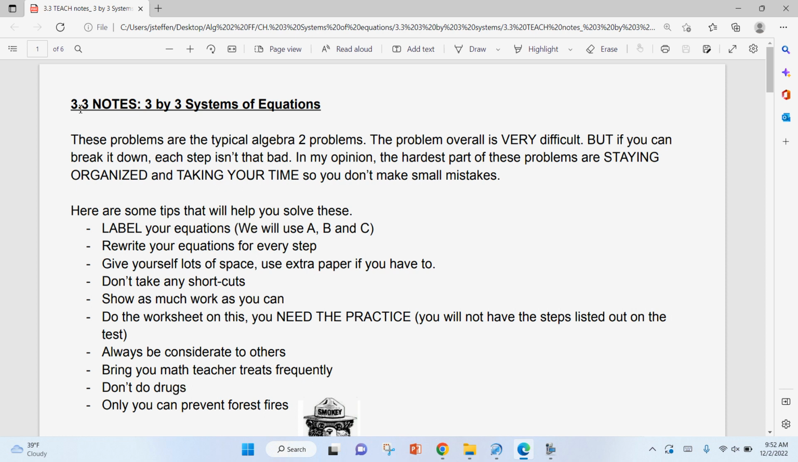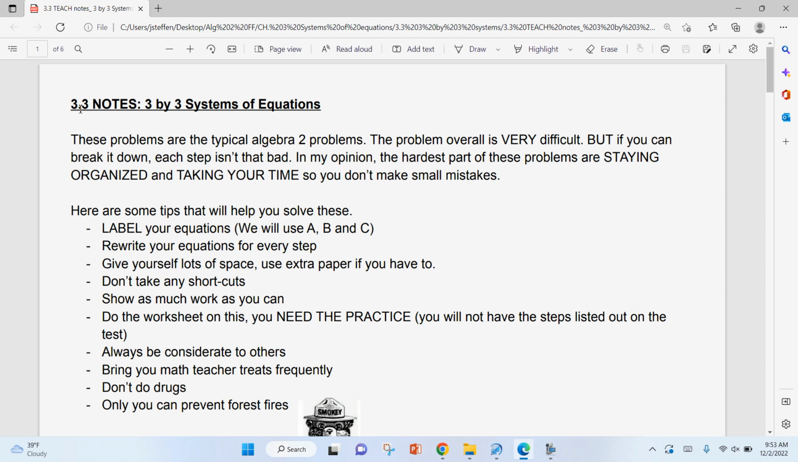So I have all this stuff to get you started, to help you guys before we even start, getting the right mental space. These problems are, in my opinion, typical Algebra 2 problems. Overall, the problem is very difficult. However, if you can break it down, each step really isn't too bad. Now, again, I'm not saying each step is easy by any stretch of the imagination, but if you were good at elimination that we did back before Thanksgiving, section 2, then this shouldn't be too bad if you can look at each individual step.